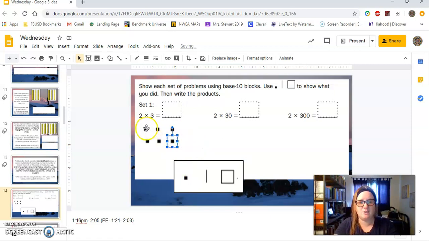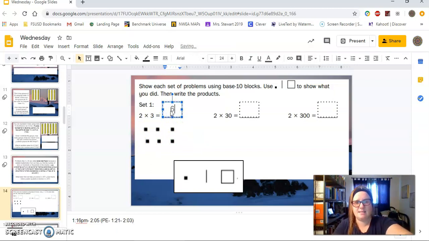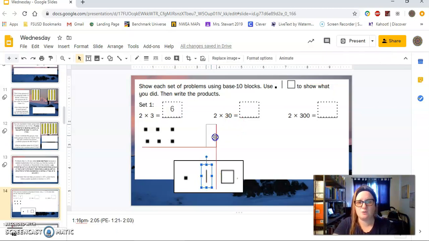So here's my 2 rows of 3. And so that equals 1, 2, 3, 4, 5, 6. So my answer is 6. Now I have 2 times 30, which is what we already kind of done. So I have 2 groups of 30.